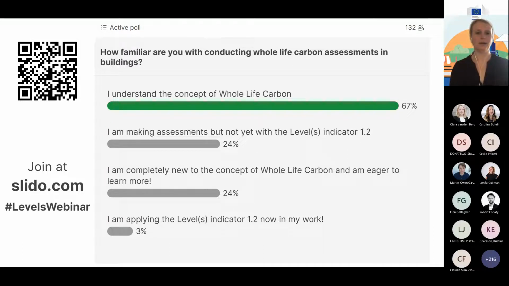Now, there's a big majority of people that say I understand the concept of whole life carbon. That is great. So there is already a good basis to work from. Then we have a few that are already working and are making assessments, but not yet with the levels indicator 1.2. So that's interesting. So quite some things can come out of today's webinar for you there.